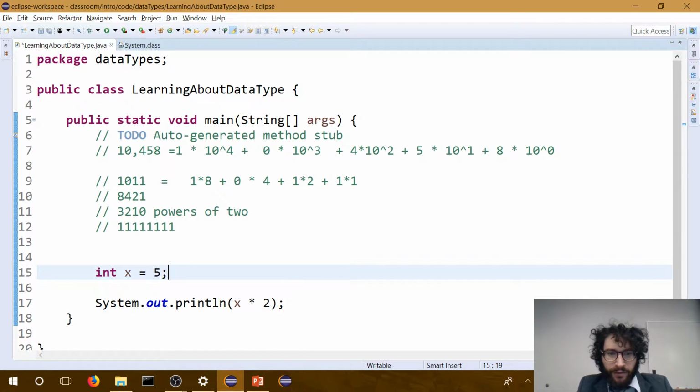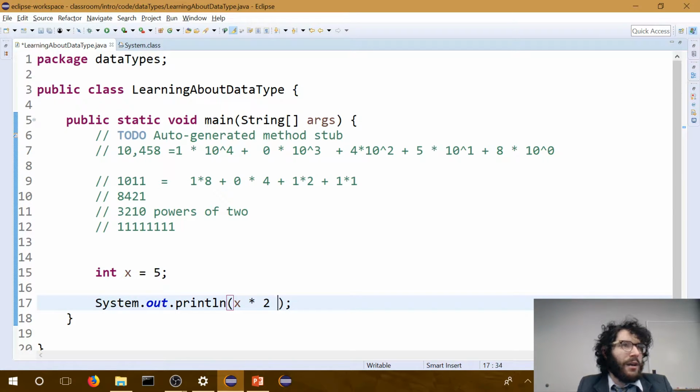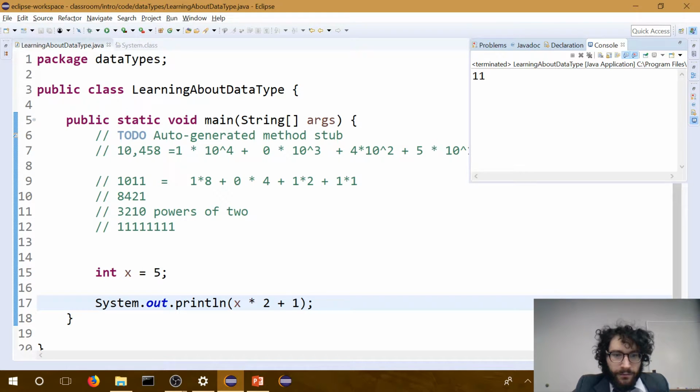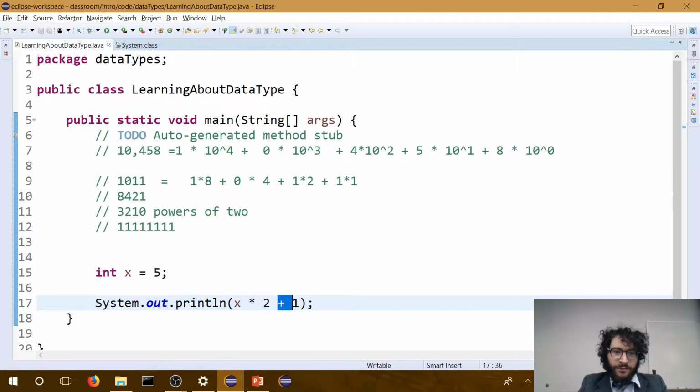Let's see, what else can we do with these? Well, we can just do kind of any mathematical expression we would like. So x times 2 plus 1. It will do that, and that's going to give us 11. Okay? Now, here's a good question.